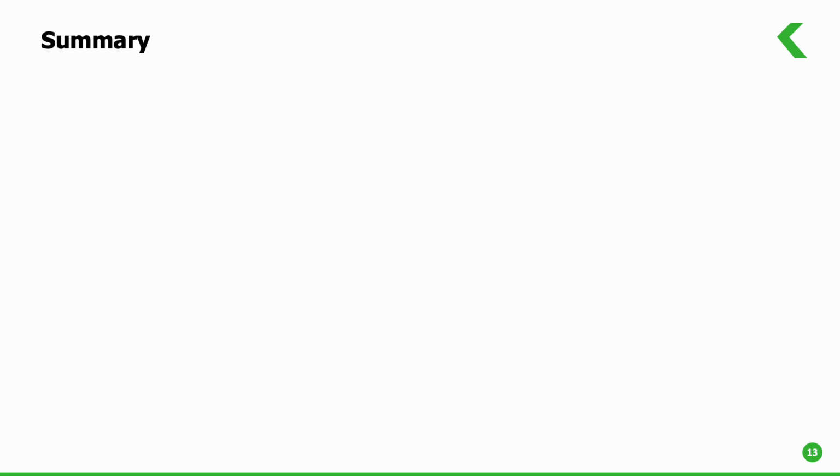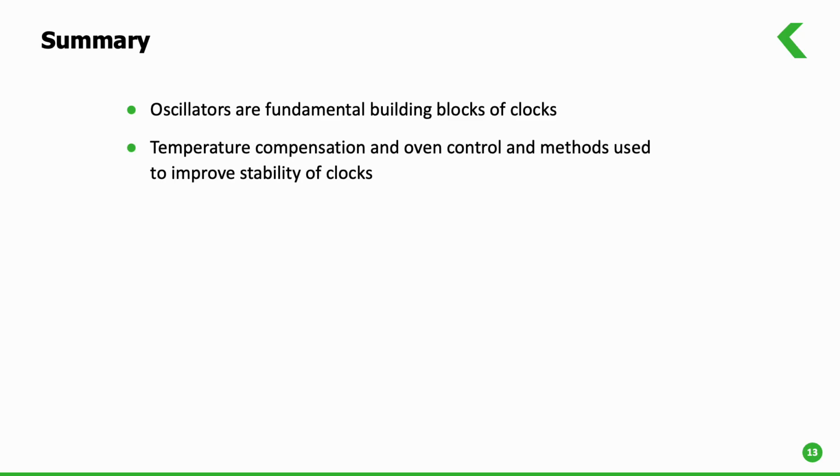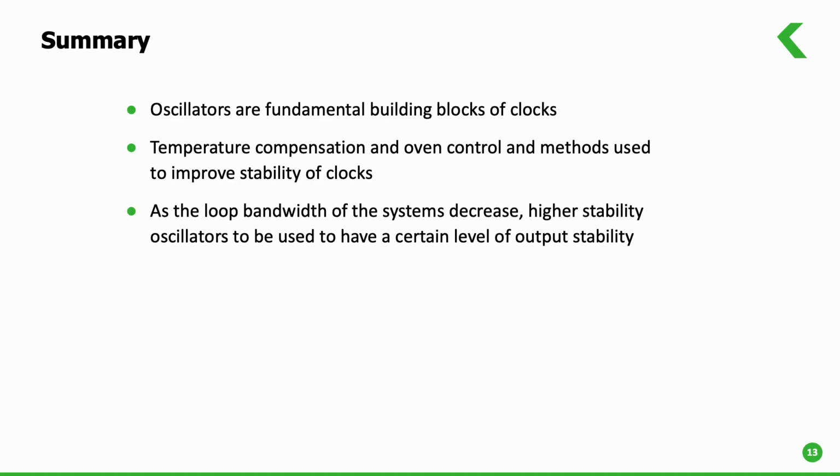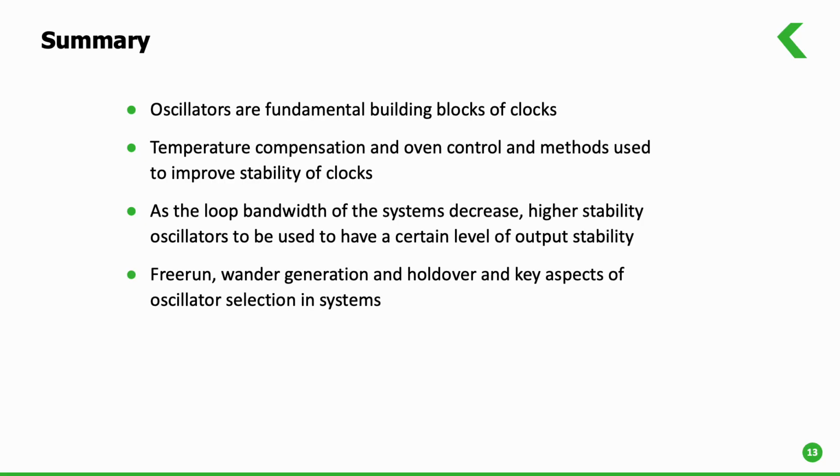To summarize this session, oscillators are the fundamental building blocks of all clocks. Temperature compensation and oven control methods are two commonly used methods to mitigate the impact of temperature and to improve the stability of the clocks. In many applications, the loop bandwidth and the required output level stability will determine the type of oscillators that need to be used in the application.